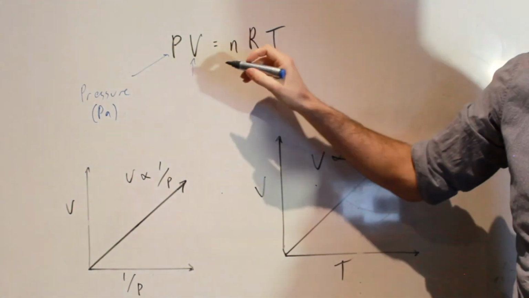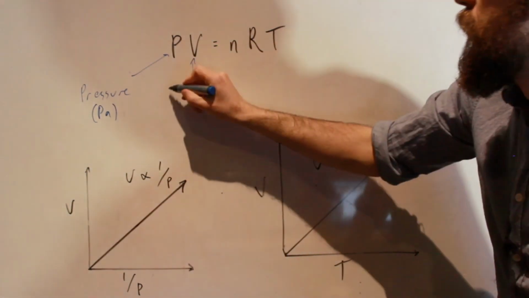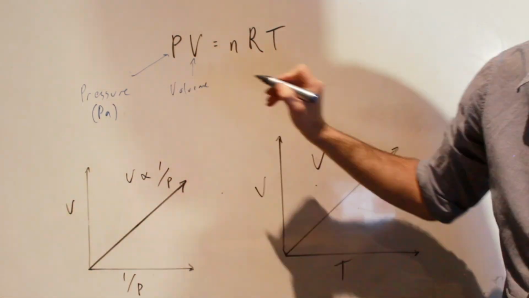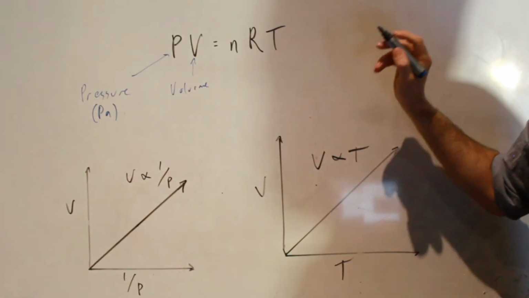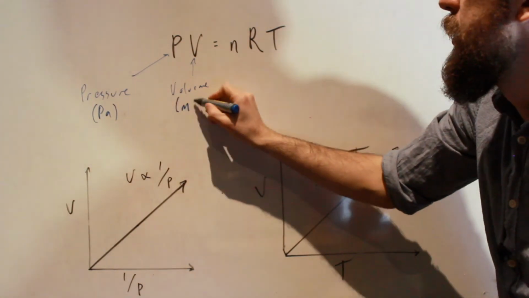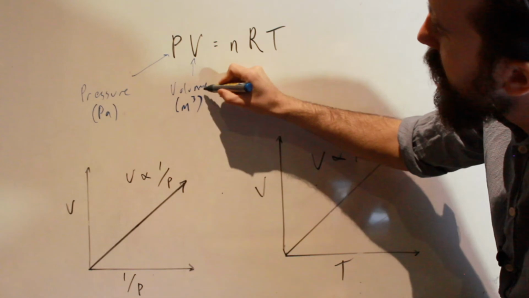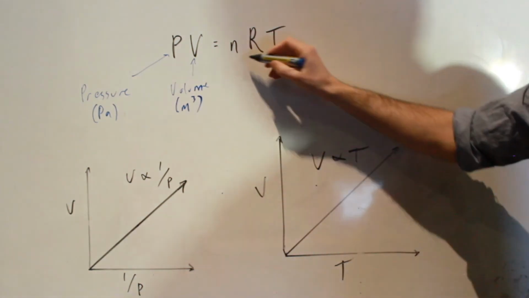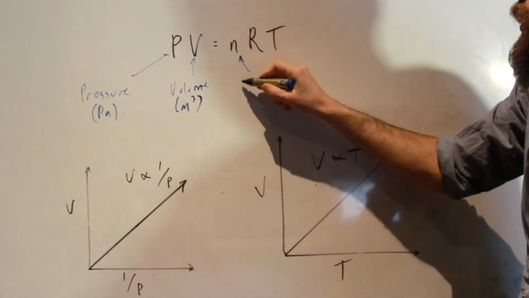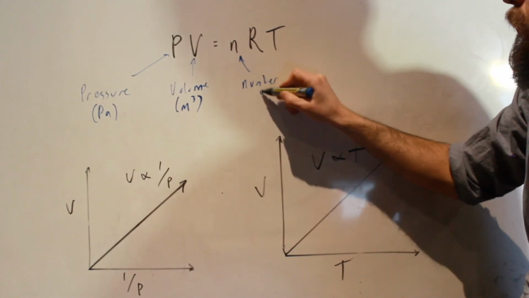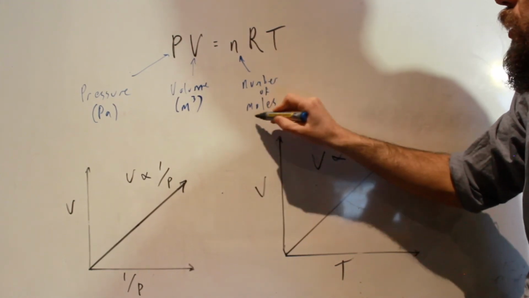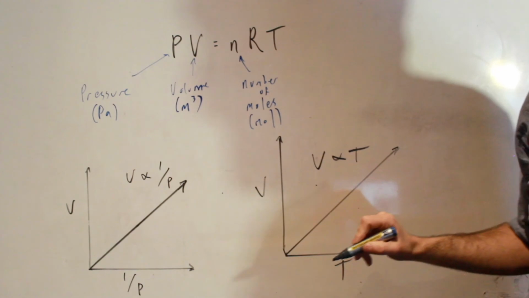Our V stands for volume. Our volume is in the units of meters cubed in this specific case. So if they're not in meters cubed, you will need to convert. N, I'm sure you remember N. N is our number of moles, and that is in the units of mole.